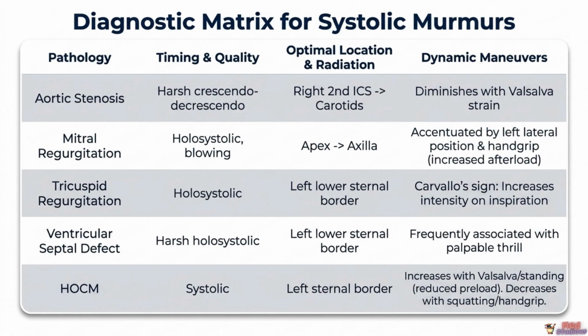A ventricular septal defect produces a harsh, holosystolic murmur at the left lower sternal border, frequently paired with a palpable thrill. And hypertrophic obstructive cardiomyopathy produces a systolic murmur that, unlike every other lesion on this list, actually increases with Valsalva or standing as preload drops, and decreases with squatting or hand grip, a distinction that frequently determines correct diagnosis on exams and at the bedside.